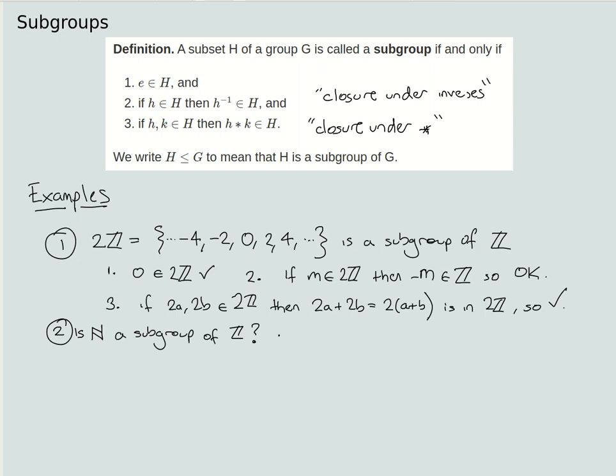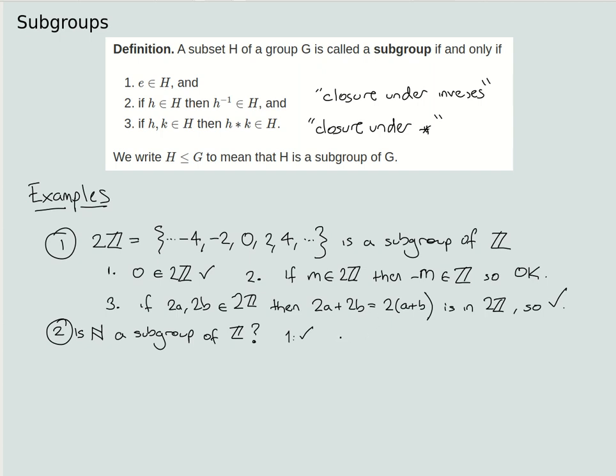Okay, I hope you really did pause it. Well, the answer is no. Let's check the conditions one by one. So condition 1, that's fine. The natural numbers do contain 0, at least with our definition of the natural numbers. They do contain 0, and 0 is the identity element in Z. So condition 1 is fine.